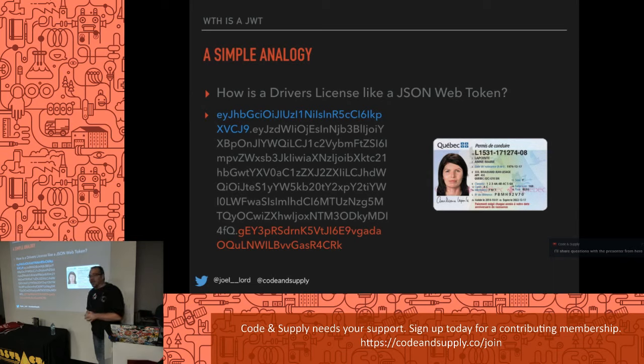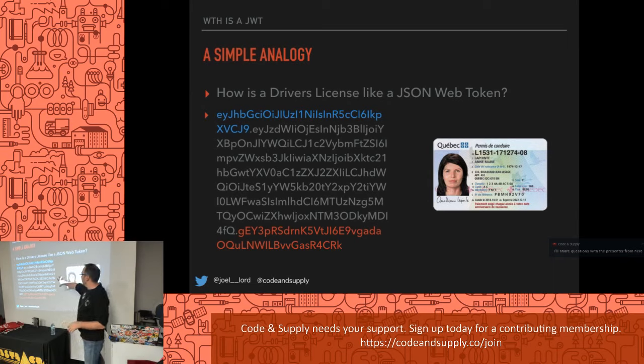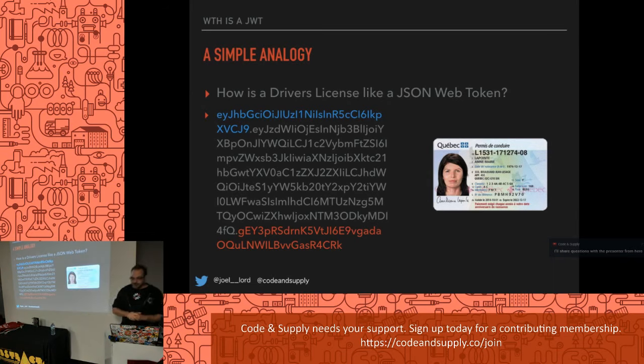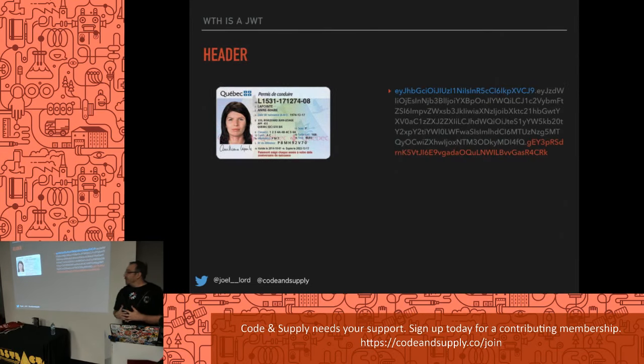So a JSON Web Token has three different parts. It has a header, a payload, and a signature. And obviously, the driver's license has the same things as well. So it has a header, a payload, and a signature. So let's look at them one section at a time.